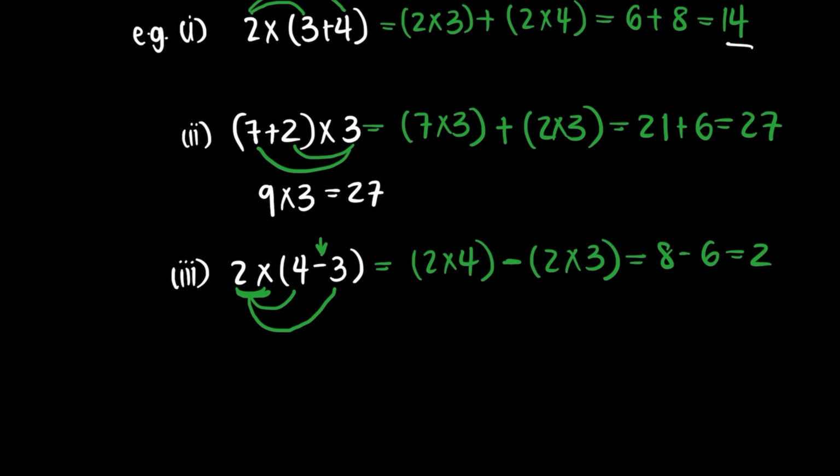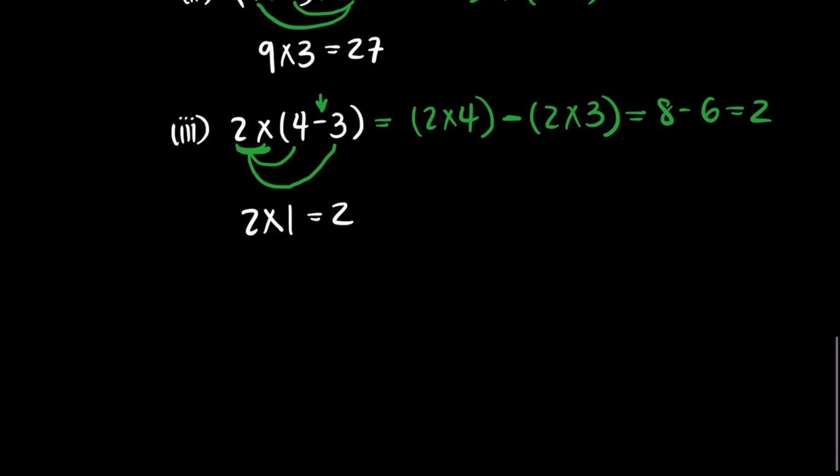And we can also check our answer. Brackets first. 4 minus 3 is 1. And 2 multiplied by 1 is 2. So it's correct.